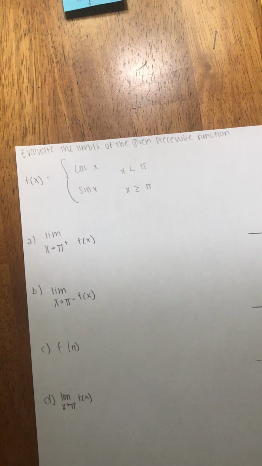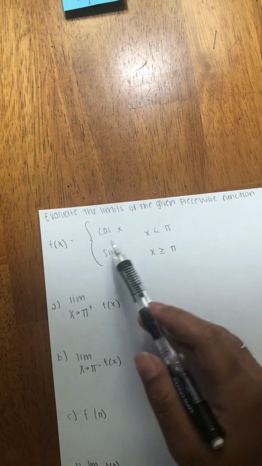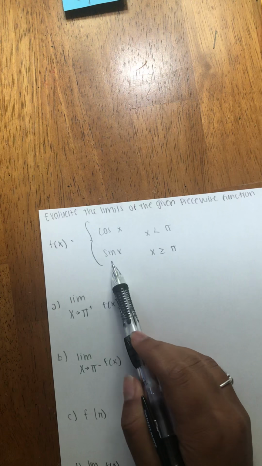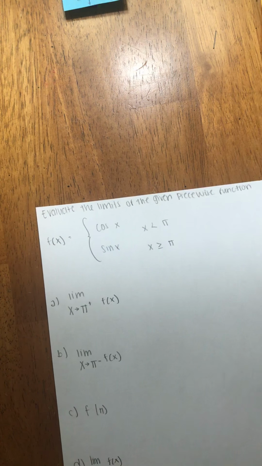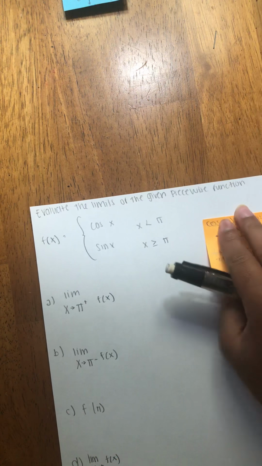Okay, let's take a look at our question. It says, evaluate the limits of the given piecewise function. And it gives us this function: cosine of x if x is less than pi, and sine of x if x is greater than or equal to pi. So to solve this, we have to know what our cosine and sine graphs look like. I have them right here.